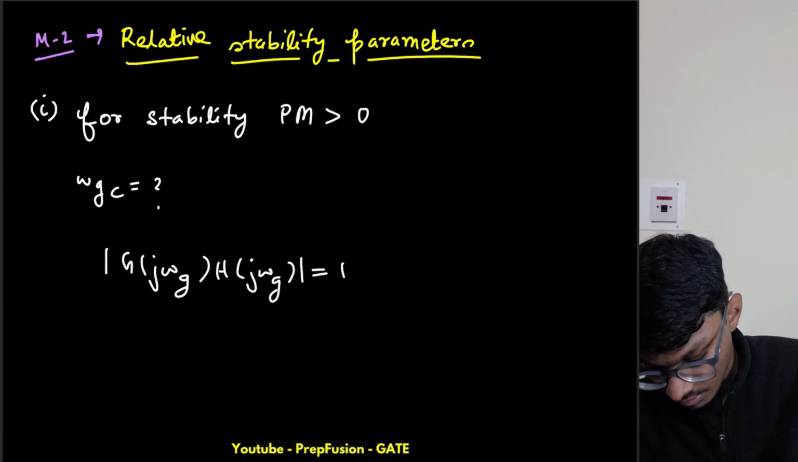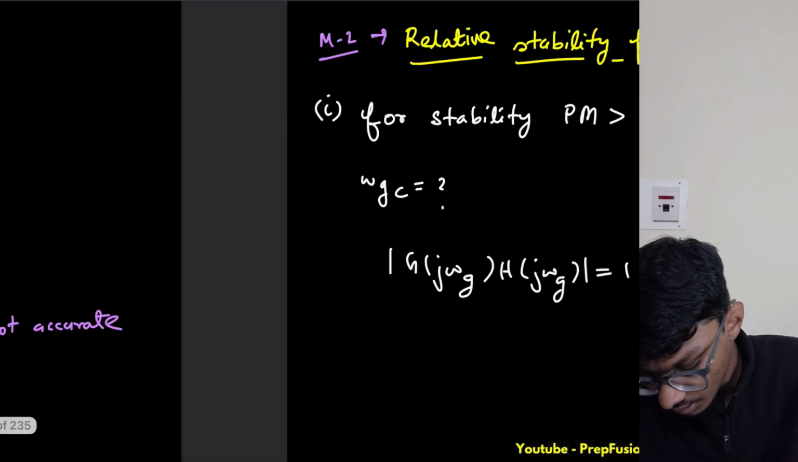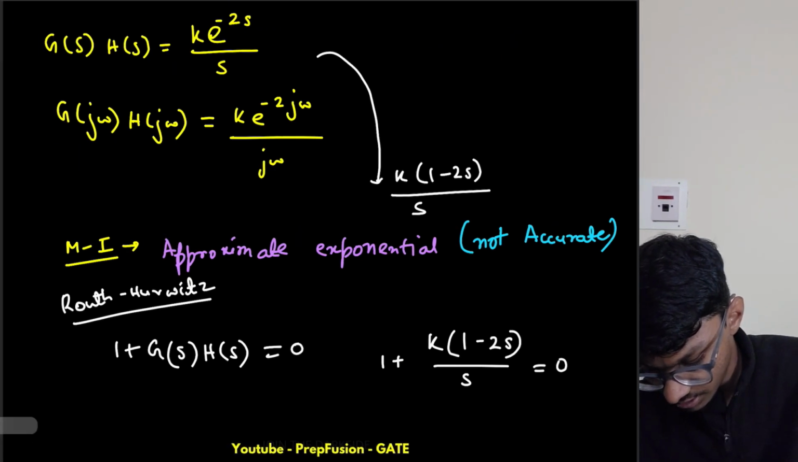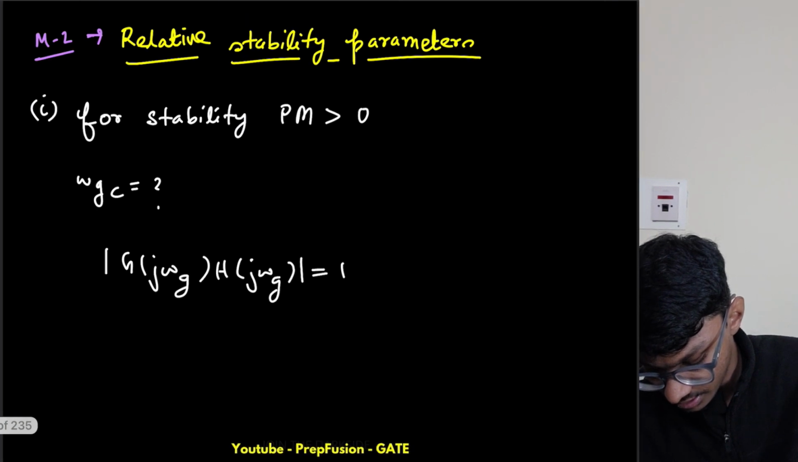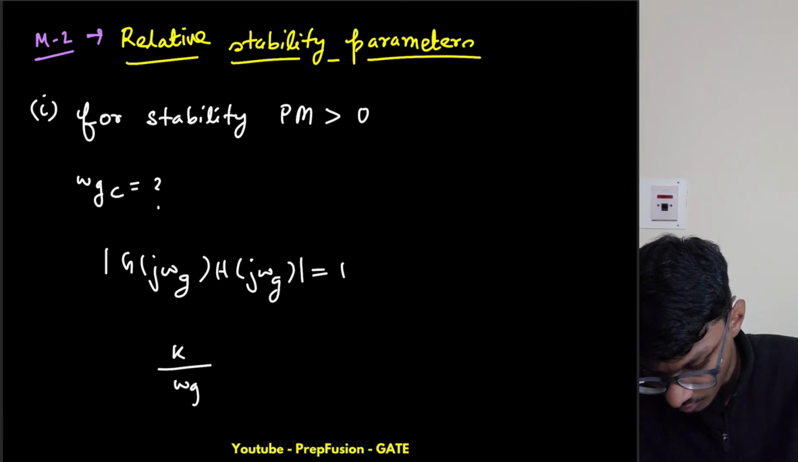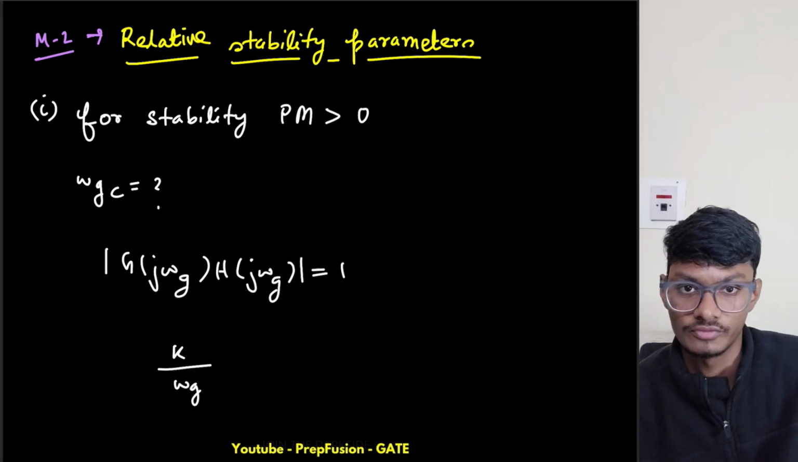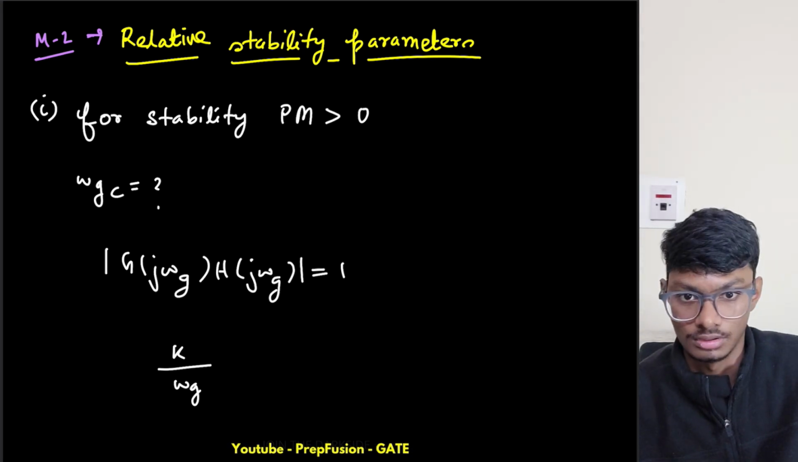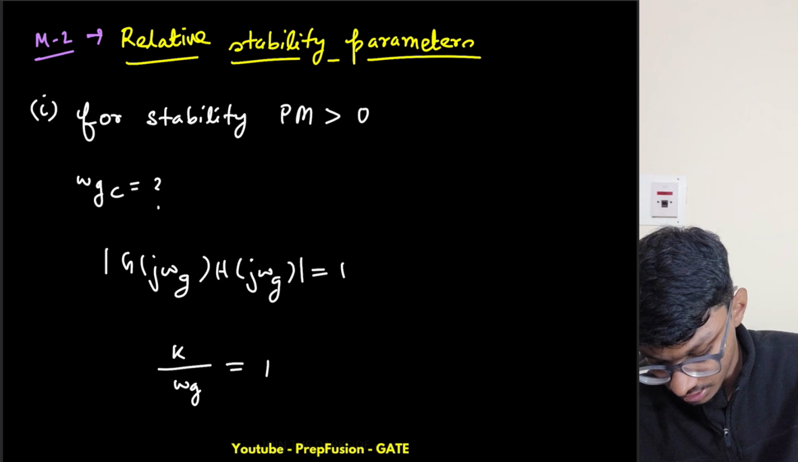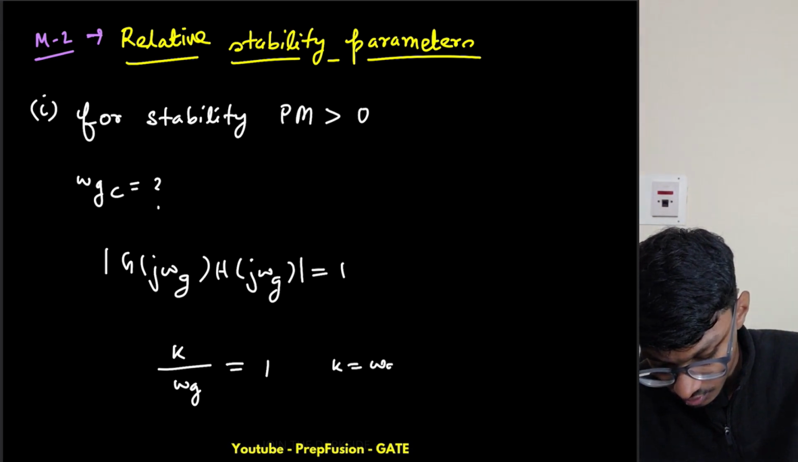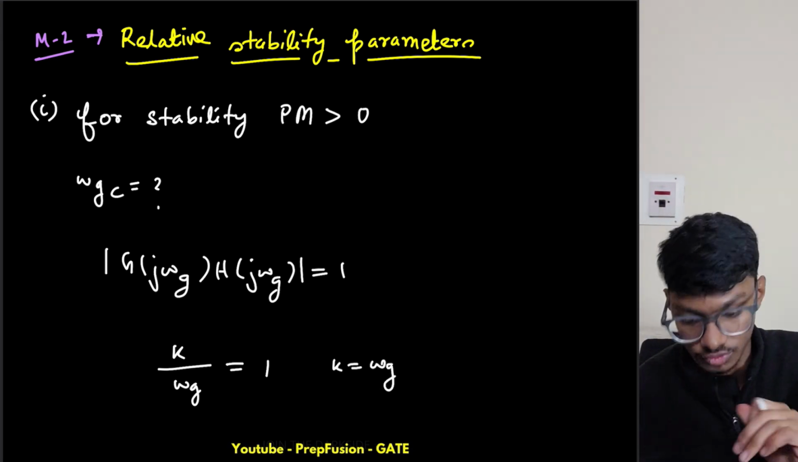Okay, so let me replace this. This time it is k by omega g itself, because the magnitude of e raised to the power minus 2j omega is 1. So this is equal to 1. So k equals omega g itself. K is equal to omega g itself. So this is one condition.